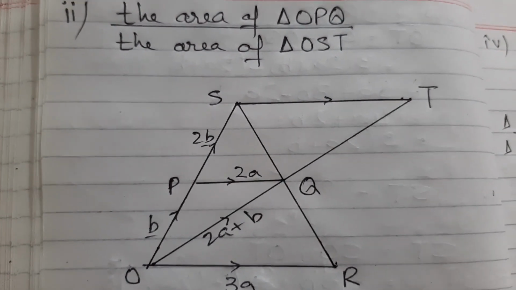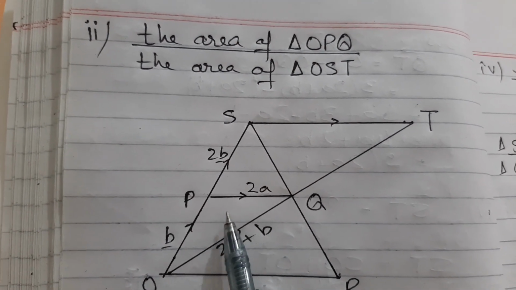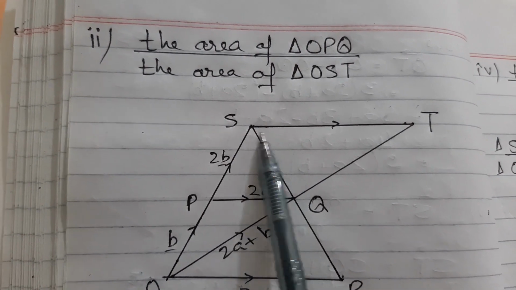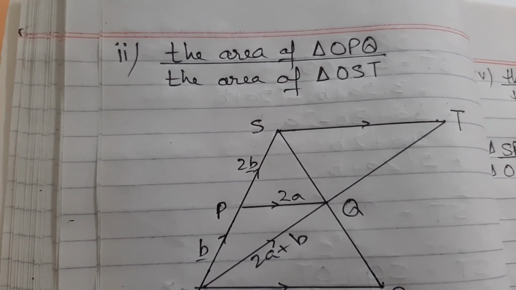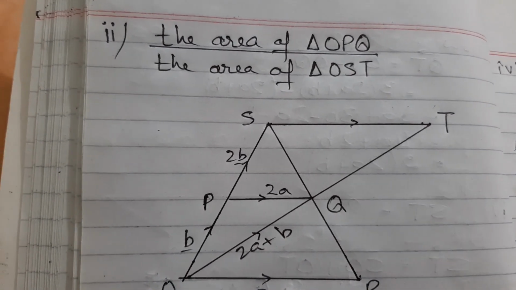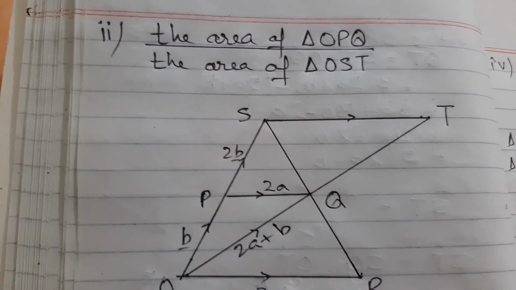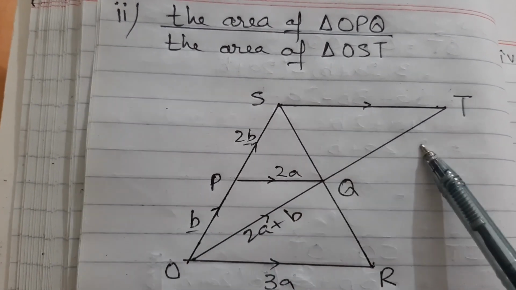So I have drawn the diagram here again. Now the question is saying area of OPQ in this triangle and OST, the big triangle. So before I show you the solution, can you tell me what case is this? The previous case was common height, and this is a case of, yes, you're right, similar triangle, OPQ and OST.